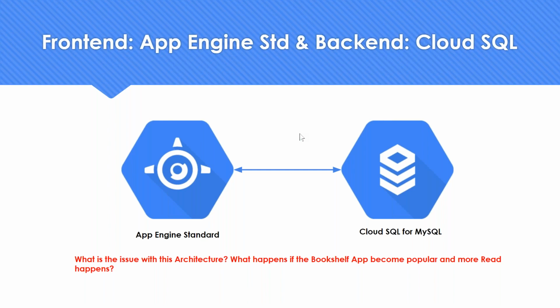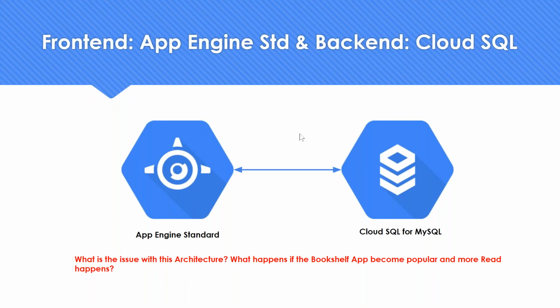What happens if the bookshelf app becomes very popular and more reads happen? It's a bookshelf, right? So people want to read at least a preview. Now, assume many people are going to request to read. Maybe they are not going to purchase the book, but at least reading is happening very much. What's going to happen? A scalability problem will come. What are the two components which you have? Only a front end, which is App Engine, and a database.